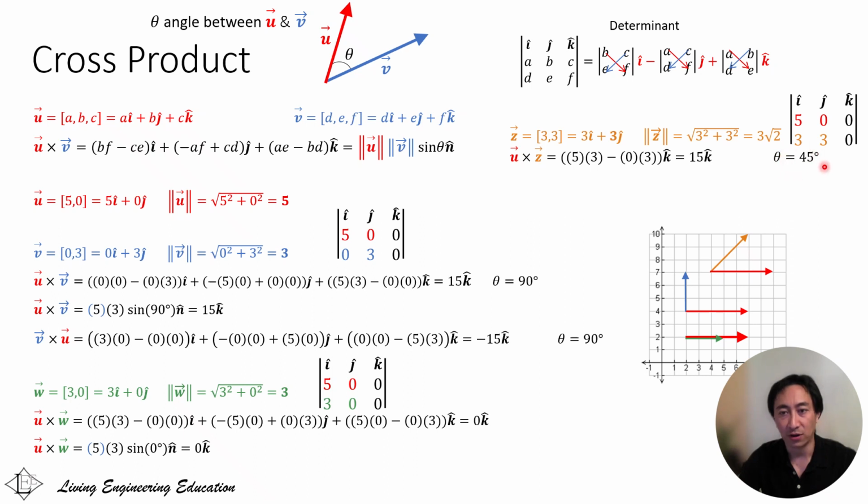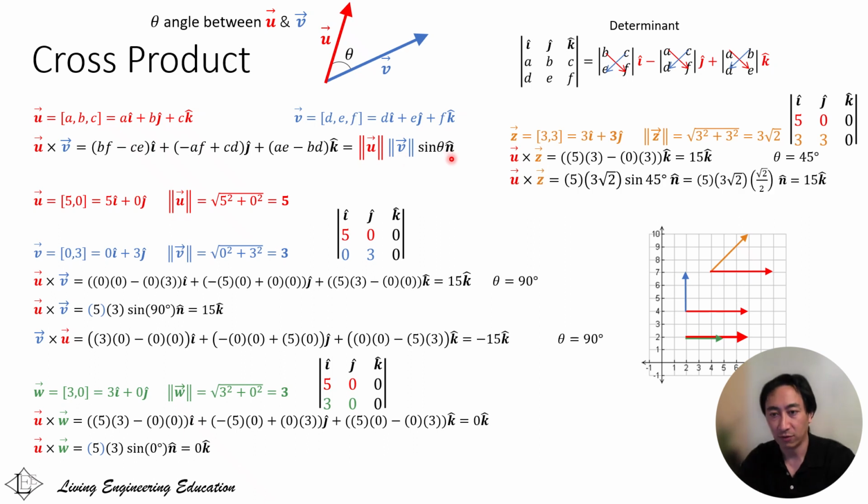My angle is 45 degrees, so I can solve it in this form: the magnitude of u times the magnitude of z times sine 45. So the magnitude of u is 5, the magnitude of z is 3 root 2, and sine of 45 is 1 over root 2, or root 2 over 2. And so again, we get 15 k hat. And we can flip the u and z order, and as expected, we get the negative of it.